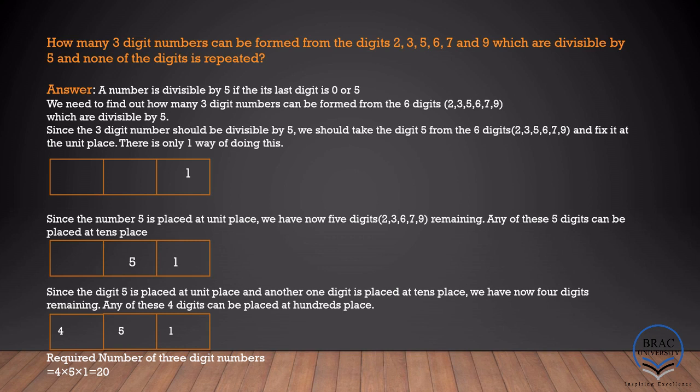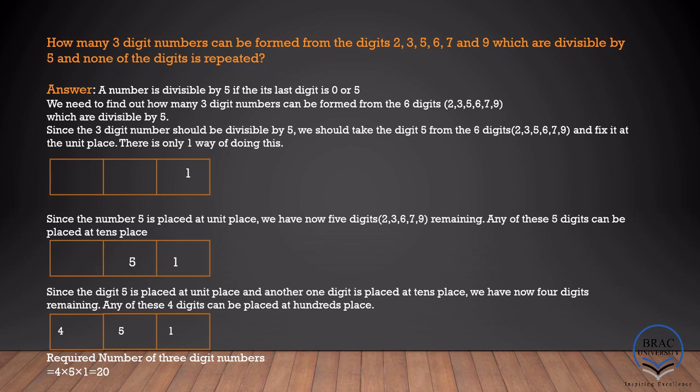So there is only one way of doing it. We have to pick the 5. And in the second place, if 5 is placed at the unit place, we have 5 digits remaining. In the tens place, we can pick any of the 5, so there are 5 different ways to pick it. Now we have picked the unit place and the tens place.